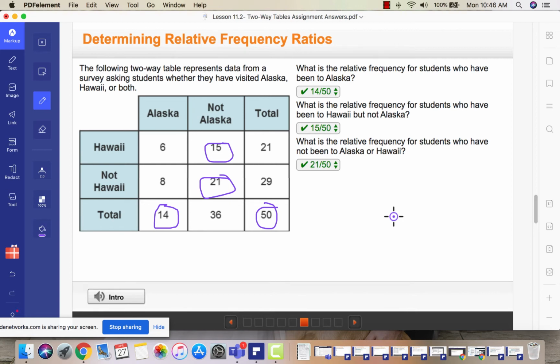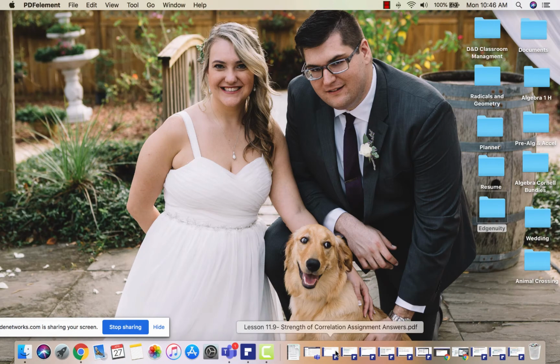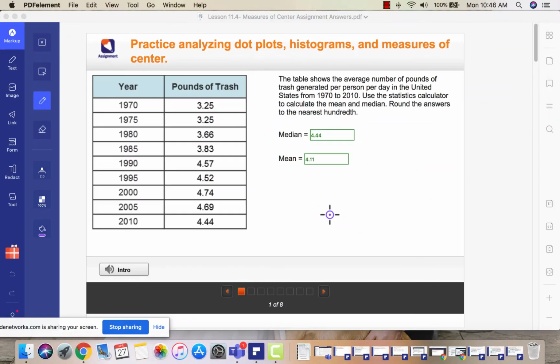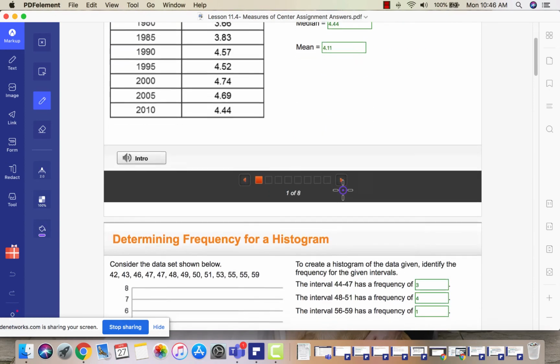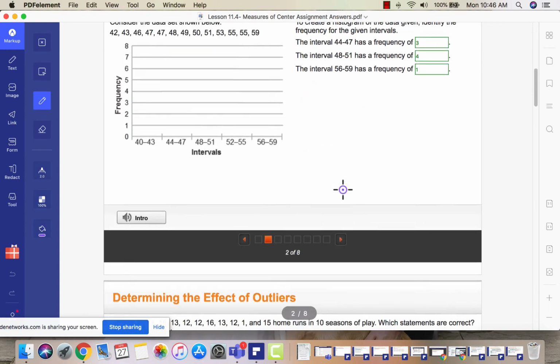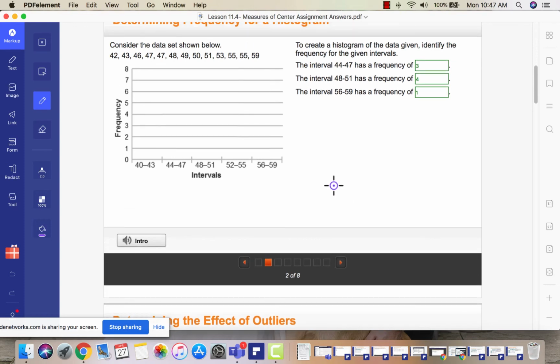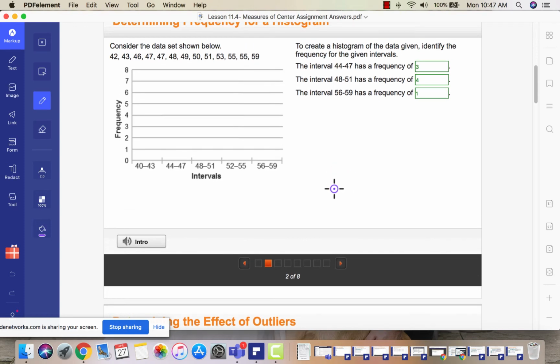Now I'm going to be moving on to 11.4, question 2. Consider the data shown below. We're going to be making a histogram of the data. It already gives us our intervals here, so we have to determine how many items are in each interval.